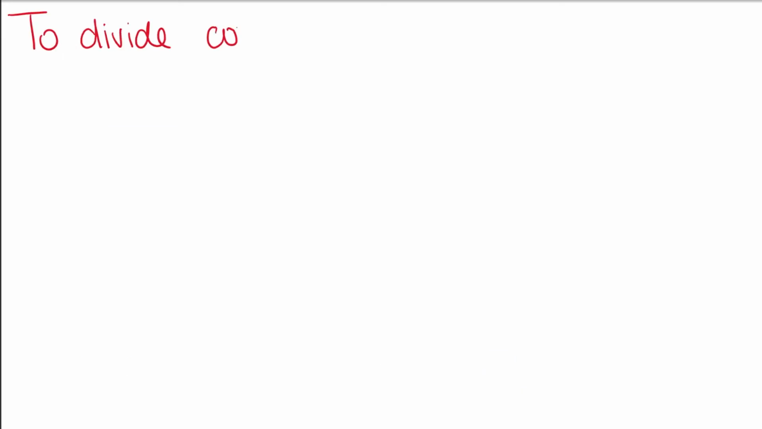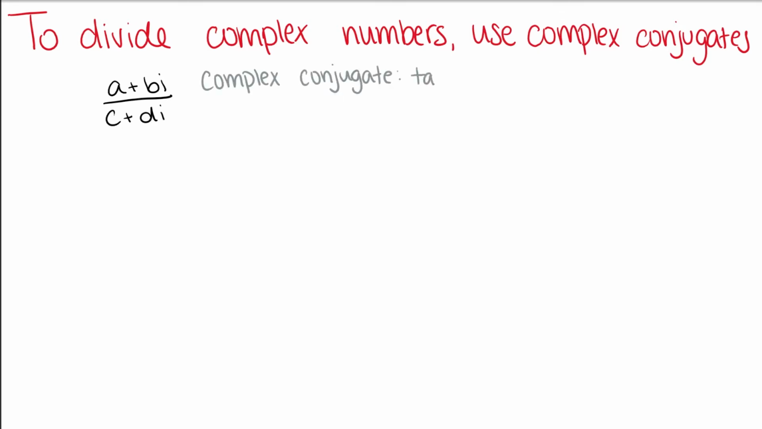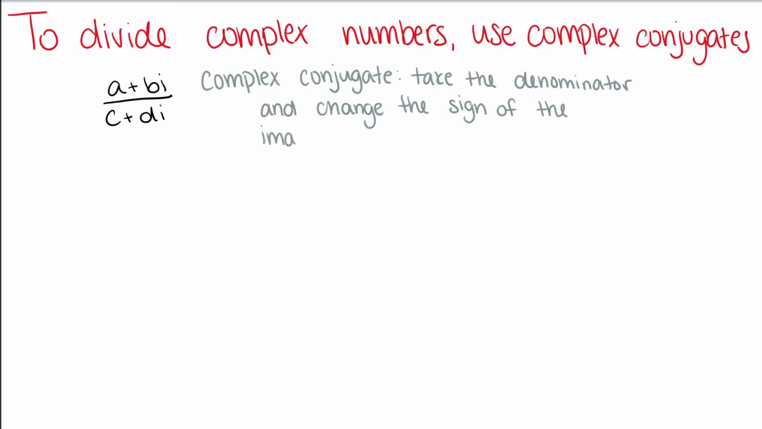To divide complex numbers, we're going to use complex conjugates. So if we're dividing two complex numbers, for example, a plus bi over c plus di, to find our complex conjugate, we will take our denominator and change the sign of that imaginary number. So in this case, our complex conjugate would be c minus di.